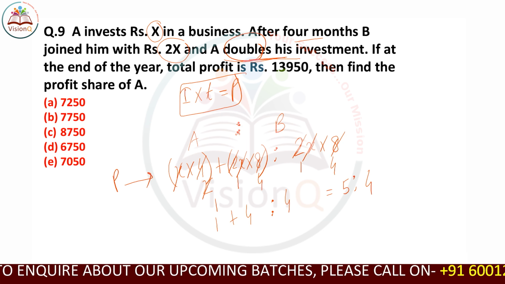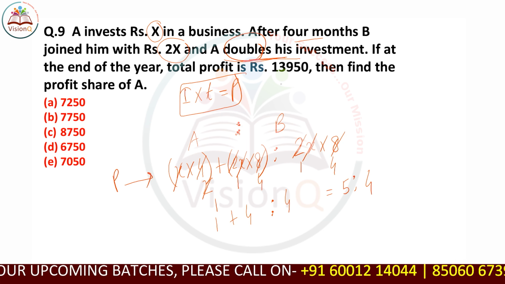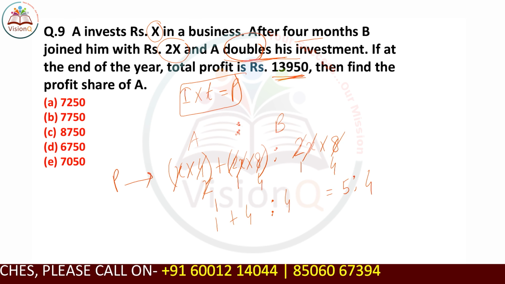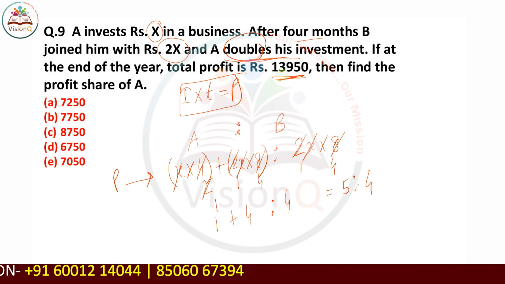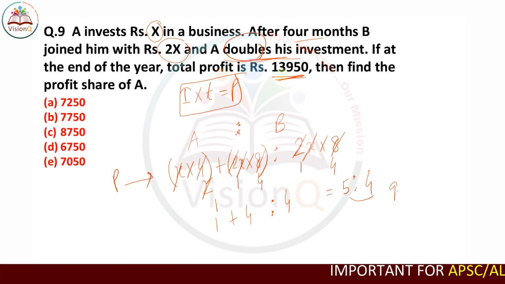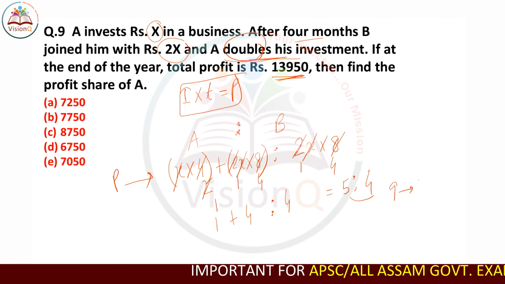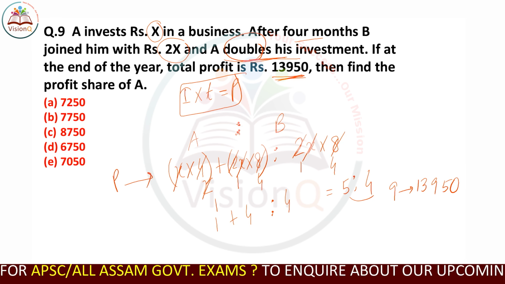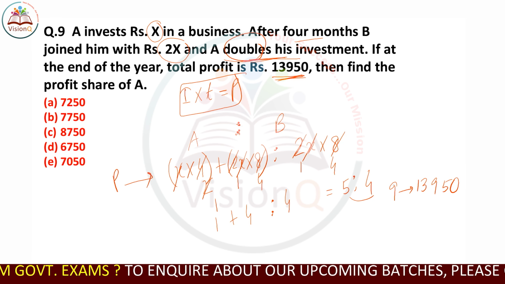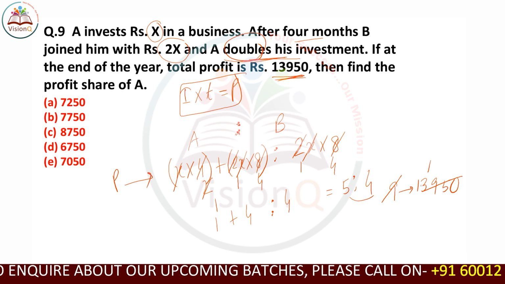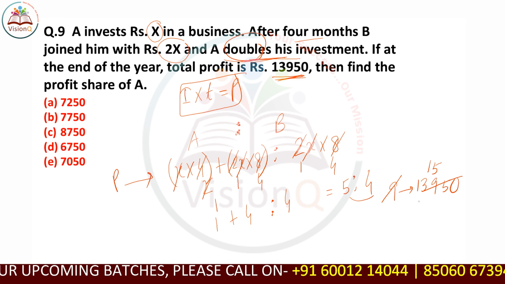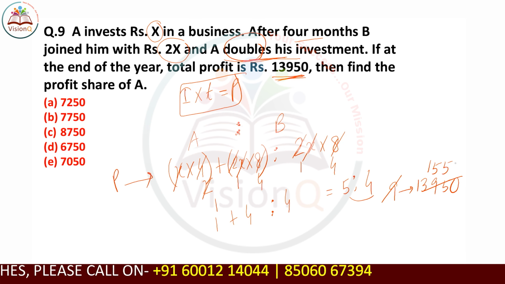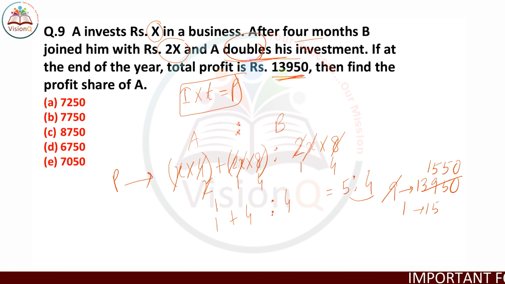Now, at the end of the year, the total profit is 13950. So, total profit will be how much? 4 plus 5 is 9 as per ratio. But in the question, this total profit is given to be how much? 13950. Now, just cancel the common part here. Cancel by 9 here. 9 1s are 9, 9 5s are 45, then 9 5s are 45 and 0. So, 1 represents 1550.